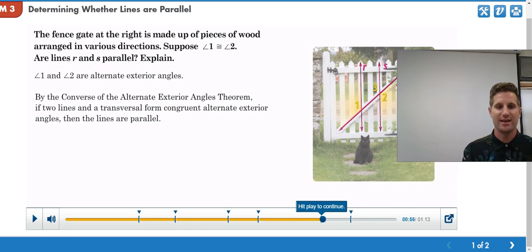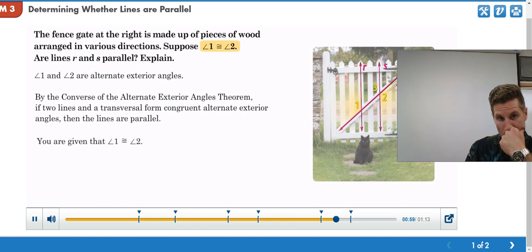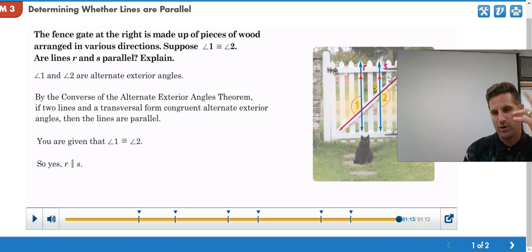Duh, that's what I said. It's like this guy wasn't even listening. You are given that angle 1 is congruent to angle 2. Yeah, I know. That was like the whole segment. Why didn't you just keep going? Why do I have to keep hitting the play button? So yes, R is parallel to S. Bro, I said that like 100 times ago. Okay, anyways. Whatever. It was good. We got it. We nailed it. Let's keep going.